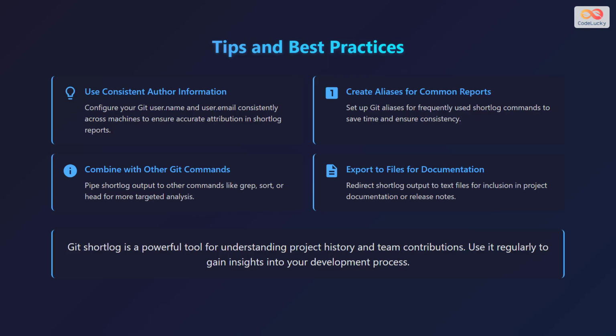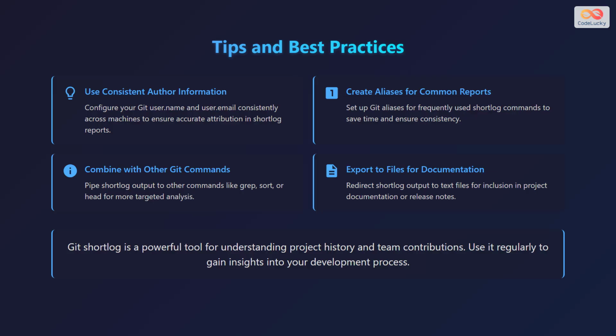Here are some tips and best practices for using Git Shortlog. First, use consistent author information. Configure your Git username and user email consistently across machines to ensure accurate attribution in Shortlog reports. Second, create aliases for common reports. Set up Git aliases for frequently used Shortlog commands to save time and ensure consistency.